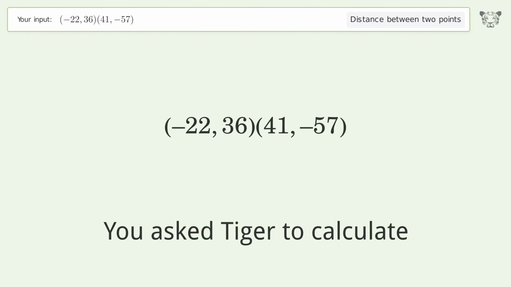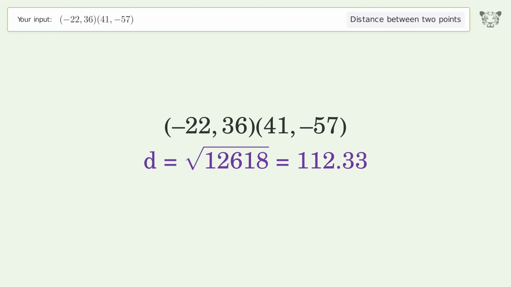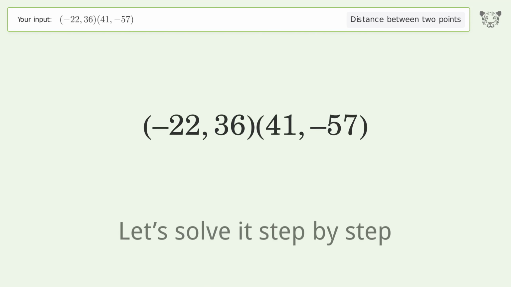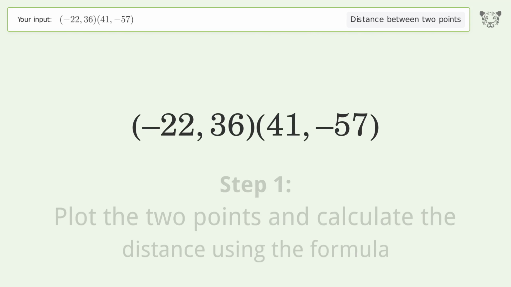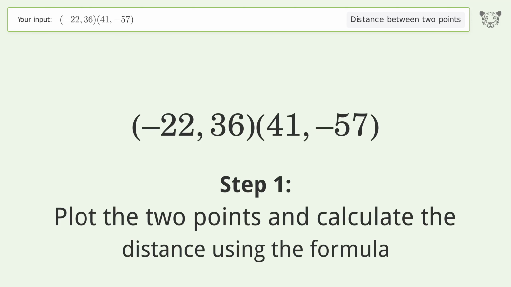You ask Tiger to calculate. This deals with the distance between 2 points. The distance between the 2 points is the square root of 12,618, or 112.33. Let's solve it step by step. Plot the 2 points and calculate the distance using the formula.